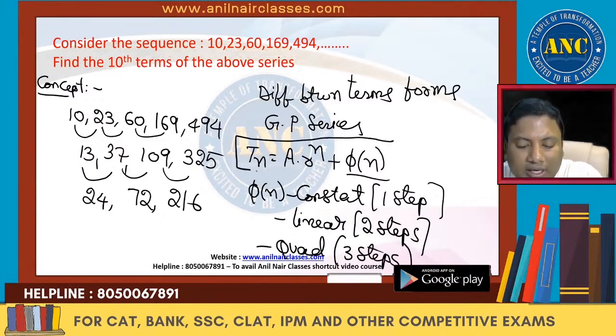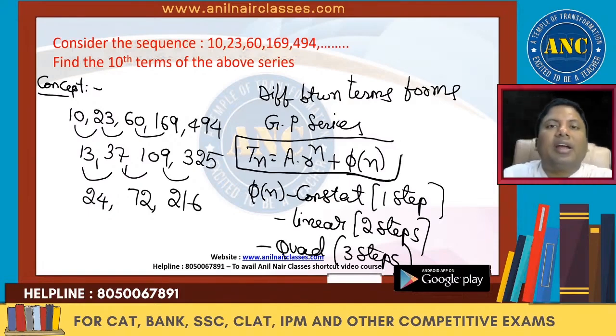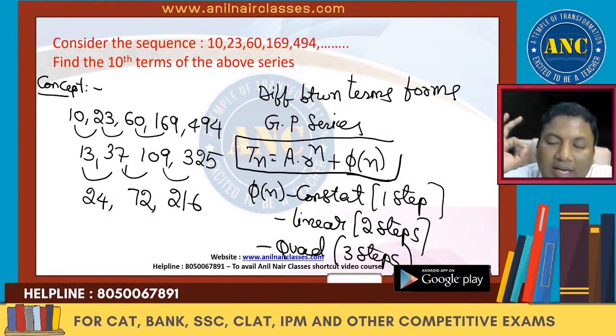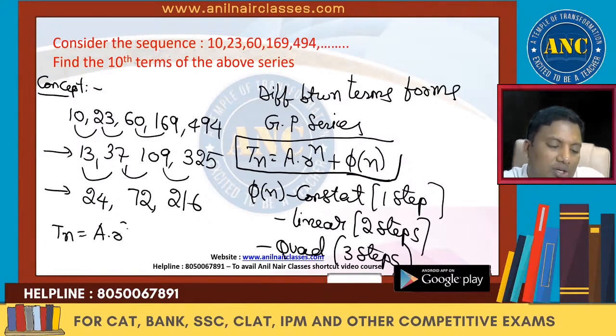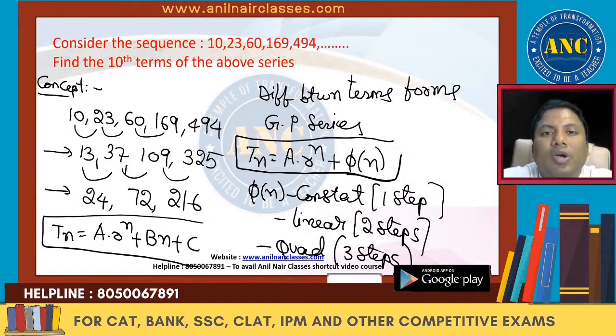Tn is nothing but A into R power n plus phi of n. Phi of n is defined as a constant if the difference between the terms is constant in one step, linear if it is in 2 steps, quadratic if it is in 3 steps. Here it is 1 step and it is 2 steps. So these are nothing but 2 steps. It will be A into R power n plus Bn plus C. Please make a note of it. Tn is equivalent to A into R power n plus Bn plus C.